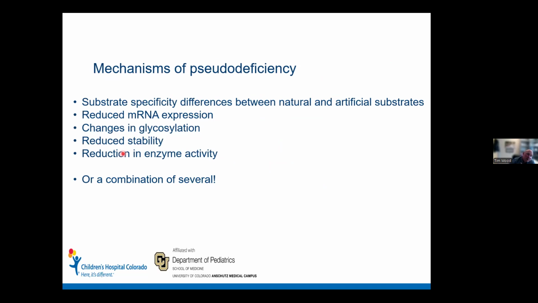You can have reduced messenger RNA expression. You can have changes in glycosylation. You can have variants that reduce the stability, or you can actually just have an enzyme level that goes down but doesn't cause the pathology associated with the disease. And as you read about these, you'll find that some of these are complex alleles that actually combine these various mechanisms into one allele.